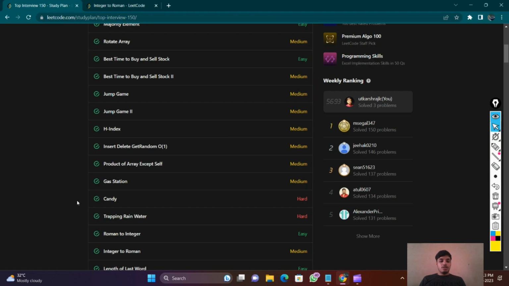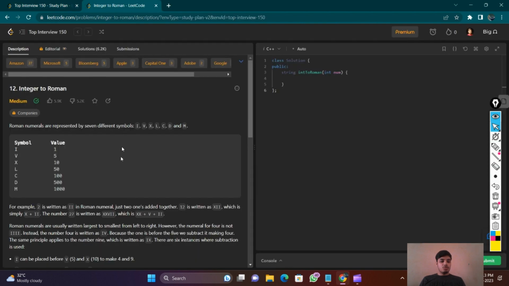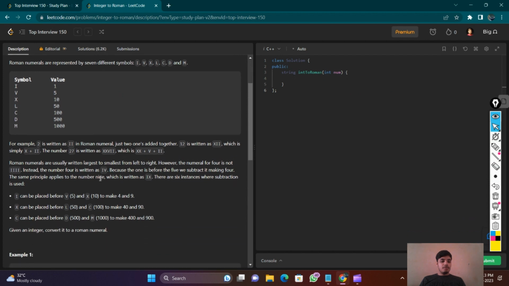Today we are going to do the next question, which is integer to Roman. In the previous video we did Roman to integer, where we converted Roman numbers to their respective integer values, and here it is integer to Roman. This question is almost similar to the previous one. All the content is similar. The symbols are different. We have been given an integer and we have to convert it to a Roman numeral.